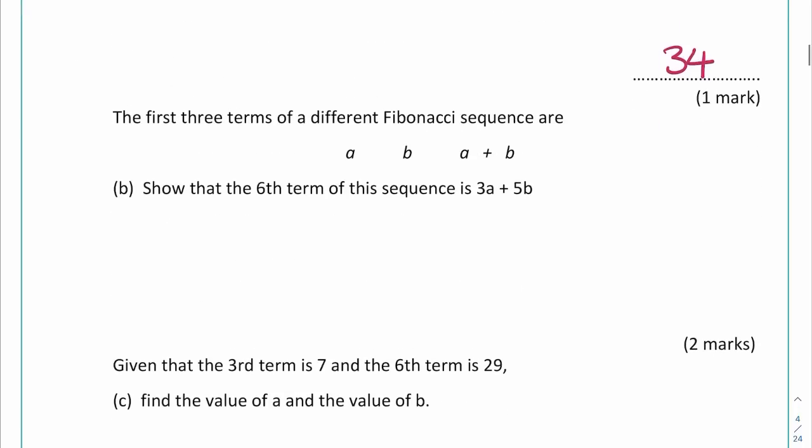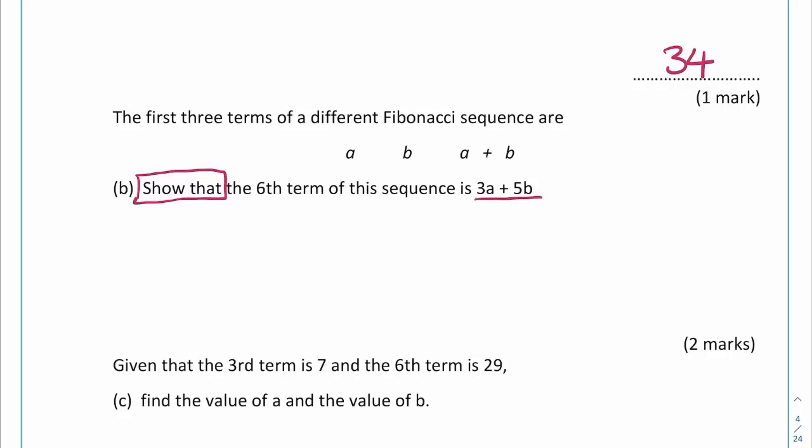For the next bit, it says the first 3 terms of a different Fibonacci sequence are A, B and A plus B. Show that the 6th term is 3A plus 5B. The important part here is it says show that. So if we're going to show that, we need to make sure that we do show what the 4th, 5th and then the 6th term is.